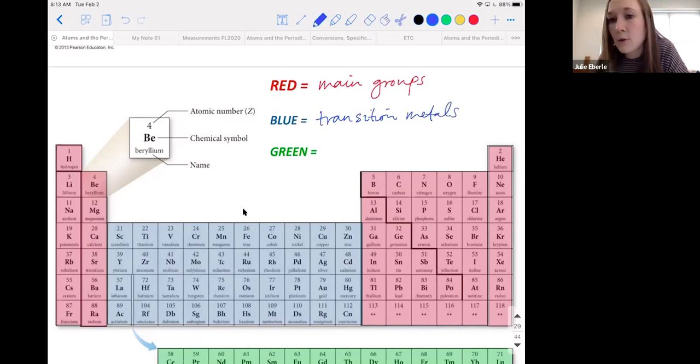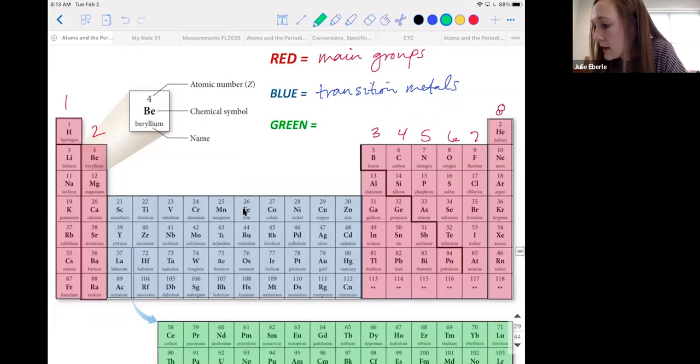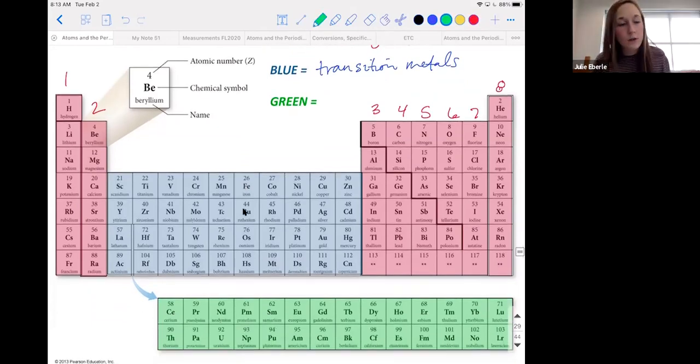Transition metals. So you've got main groups in red, and you can number those. Main group 1, for example, main group 2, 3, 4, 5, 6, 7, 8. So there are 8 main groups. And then you have the transition metals. And then in green, does anybody know what the green section is called?